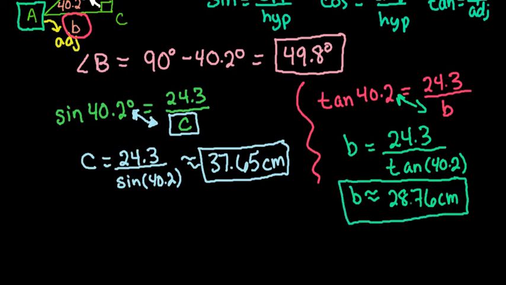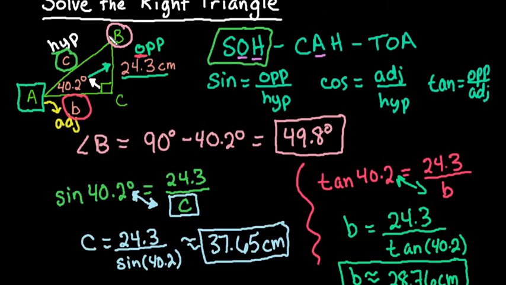As I said before, that's not the only way. I could have done it using tangent of B: tangent 49.8 equals B over 24.3. If you don't like having the variable in the denominator, you can set it up to where you never end up with that. But there's always multiple ways to do the same thing, especially when you're solving for a right triangle.